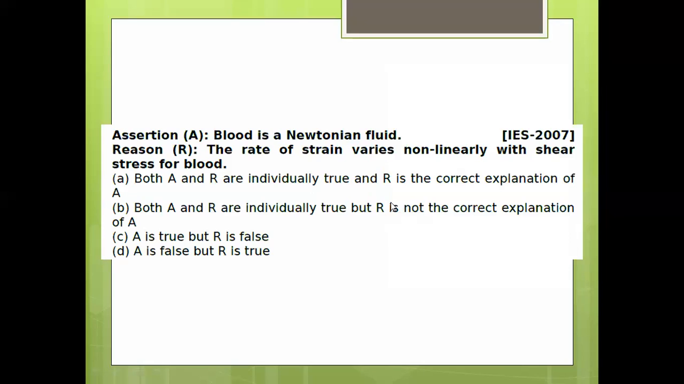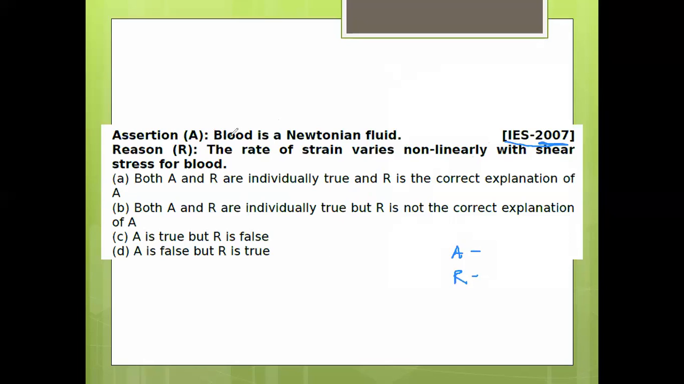Next question. There is one assertion and there is one reason. So, as I told you before, note it down here: assertion, reason. What is the assertion first? This question has been asked in the IES examination 2007.